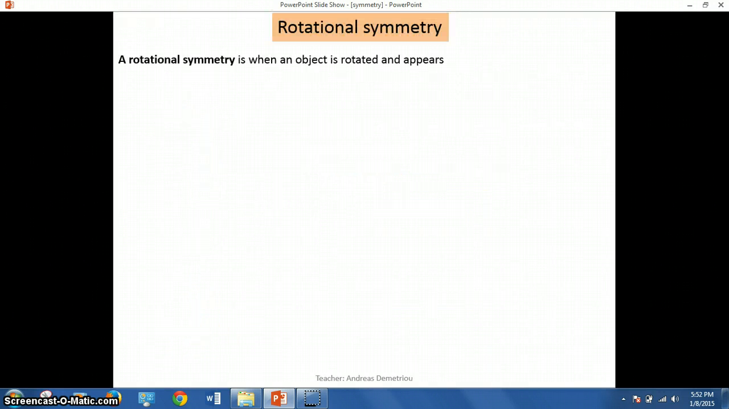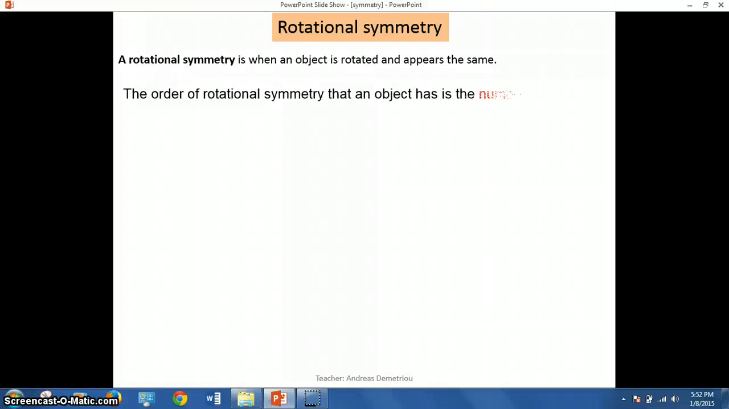Rotational symmetry is when an object is rotated and appears the same. The order of rotational symmetry that an object has is the number of times that it fits onto itself during a full rotation of 360 degrees.